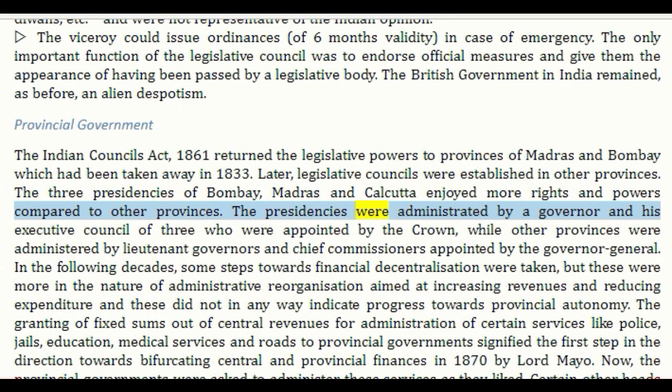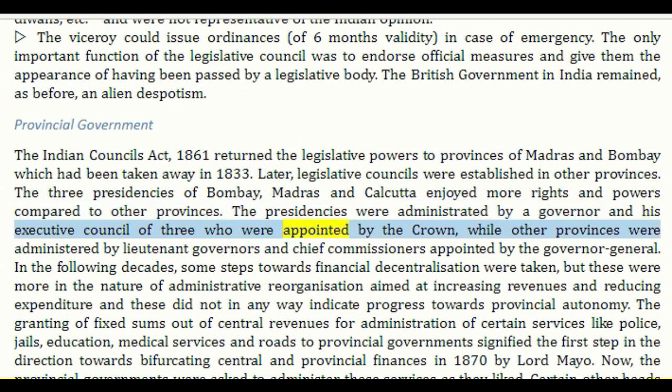The presidencies were administered by a governor and his executive council of 3 who were appointed by the crown, while other provinces were administered by lieutenant governors and chief commissioners appointed by the governor-general. In the following decades, some steps towards financial decentralization were taken, but these were more in the nature of administrative reorganization aimed at increasing revenues and reducing expenditure, and these did not in any way indicate progress towards provincial autonomy.